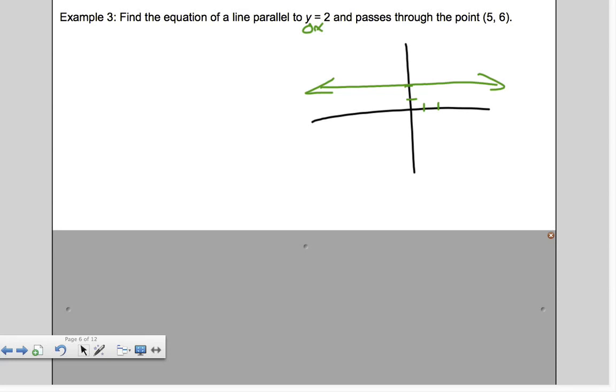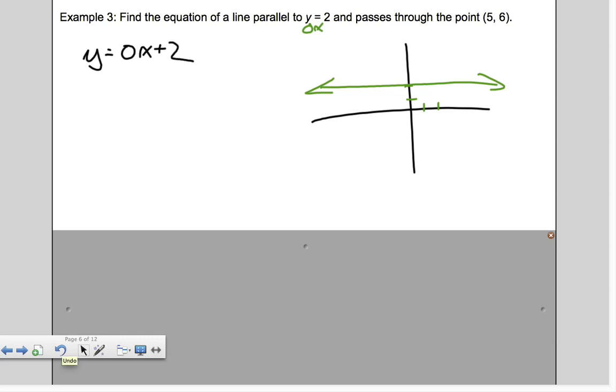So we want a line that's parallel to this, so what is it going to look like? Straight, but you mean it's horizontal, right? Because this one's horizontal, they're parallel. It's going to pass through 5 comma 6. The equation is y equals 0x plus 2. y is equal to what? 0x plus 2, for this line.